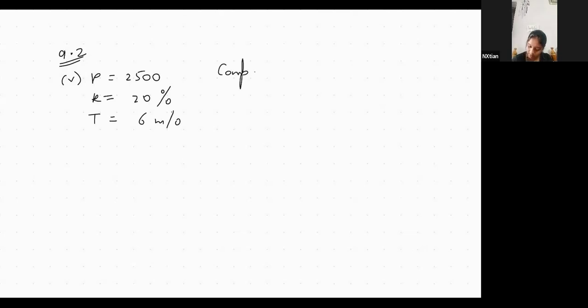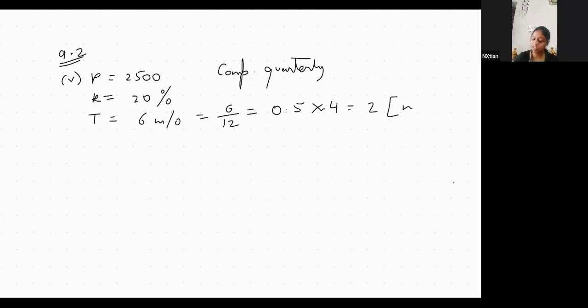This is being compounded quarterly. So 6 months becomes 6 by 12, which is 0.5. Multiply it with 4, because it's being compounded quarterly. So we do nT, which means n into 4 in the power, in the time. So this becomes 2. This is your n, n will be 2.